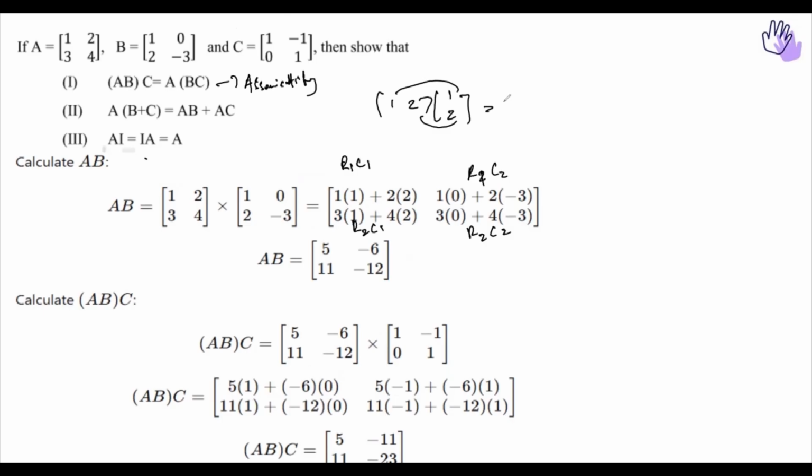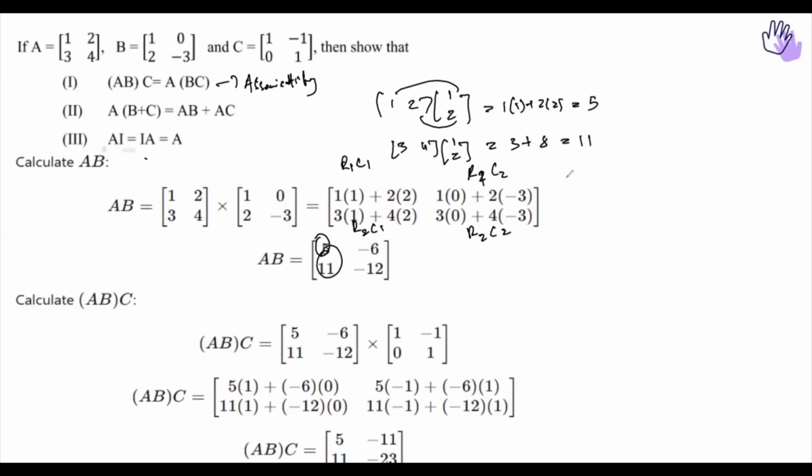So 1 into 1 plus 2 into 2. That is 1 into 1 plus 2 into 2, so that is actually equal to 5. So that is the reason we have 5 here. And coming to R2 C1, that is 3 4 and 1 2. So if you multiply, you get 3 plus 8, that is 11. So that's the reason you have 11 here.